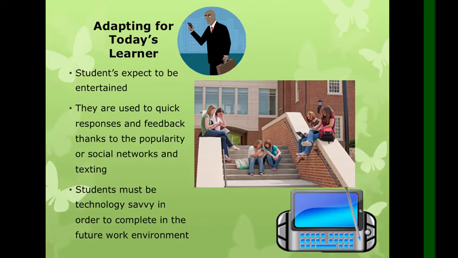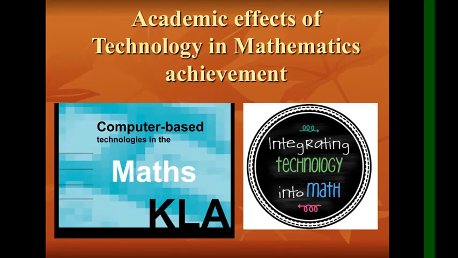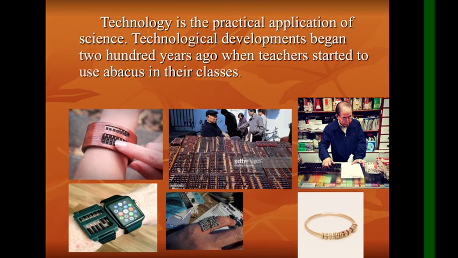Okay, so now, let's proceed to the next one, academic effects of technology in mathematics achievement. So, ano ba yung nagiging epekto no, ng technology doon sa mathematics achievement ng isang bata? Eto ba ay pinapataas ba nito yung kanyang achievement o hindi, wala siyang connection. There's no relationship between these two. Now, technology is a practical application of science. That's true, di ba? Ginagamit natin ang technology because it is a science. It is a part of science.